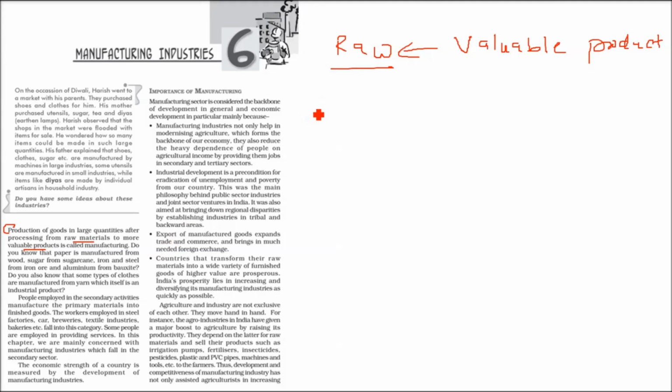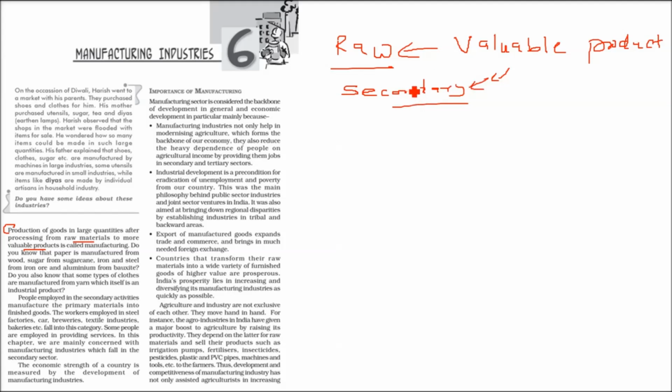Like paper, we make it from where? Wood. Sugar from sugar cane. Iron and steel from iron ore, and aluminium from bauxite. So all these things, clothes also. Various people are employed in these secondary activities. Secondary. Now what is the primary activity? In our country it is related to agriculture. But along with this, various secondary activities, manufacturing is the main, that is, turning primary material into finished goods. People are employed in these secondary activities, like steel factories, cars, breweries, textile industries, bakeries. They fall into this secondary category, right?